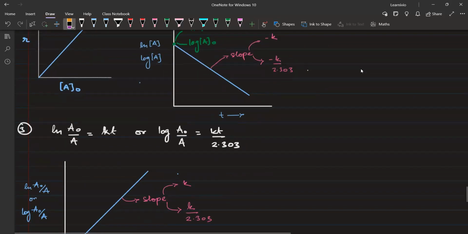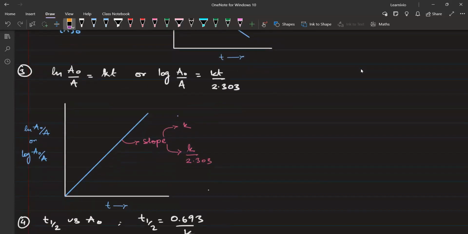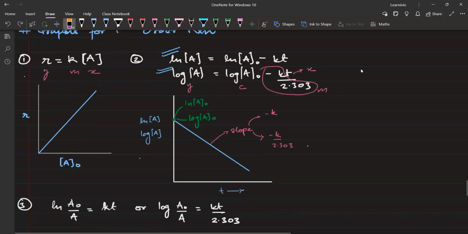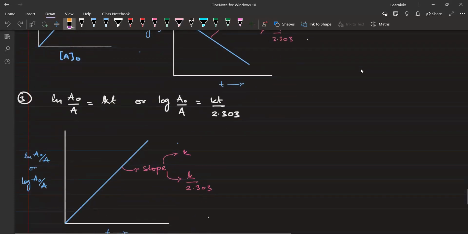A similar way, we can write ln A naught by A is equal to KT, or log A naught by A is equal to KT. तो यहाँ पे भी ln A naught by A और log A naught by A will be on the y-axis. Slope यहाँ पे K और यहाँ पे K upon 2.303. So wherever we have log, the slope is K upon 2.303. है ना, यहाँ पे भी आपके पास K upon 2.303 है, but in negative because ऊपर से नीचे आ रहा है.